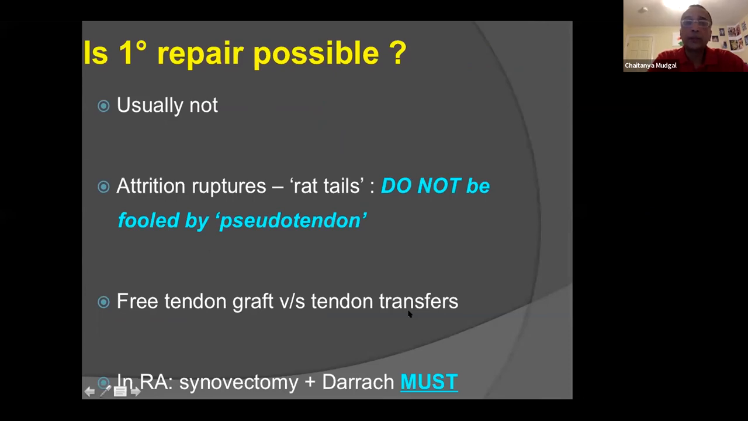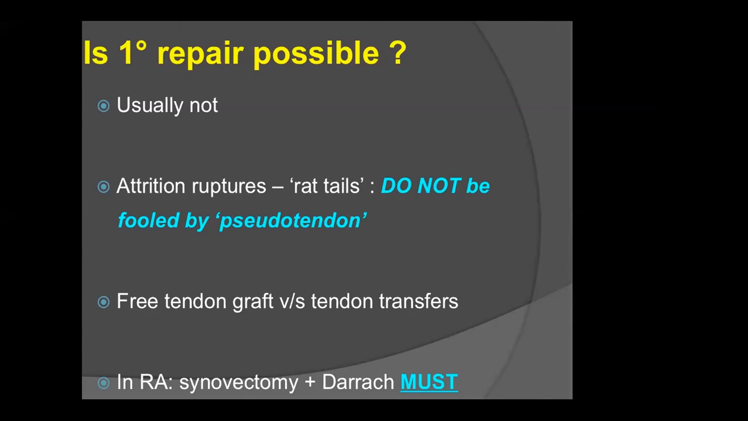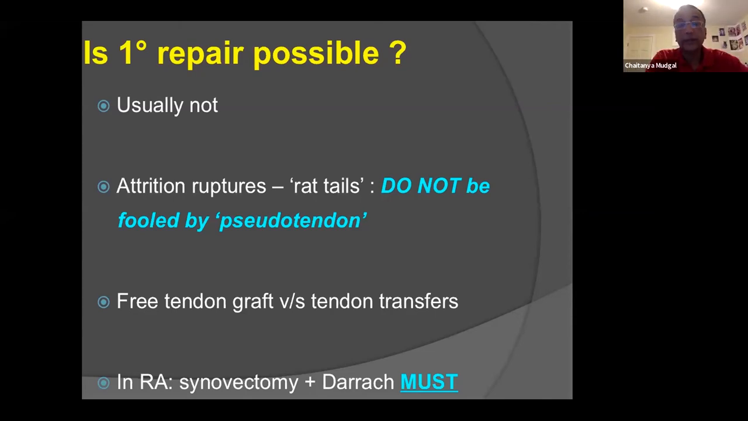Is primary repair possible? Usually not, because these are attrition ruptures and they look like rat tails. And it's good to be not fooled by what appears to be tendon, but in actuality is a pseudo tendon with the body trying to heal it. The question is, should we use a free tendon graft or tendon transfer? And in rheumatoid arthritis, if you're doing so, you have to do synovectomy and, with apologies to Dr. Shekhar, a DARA.